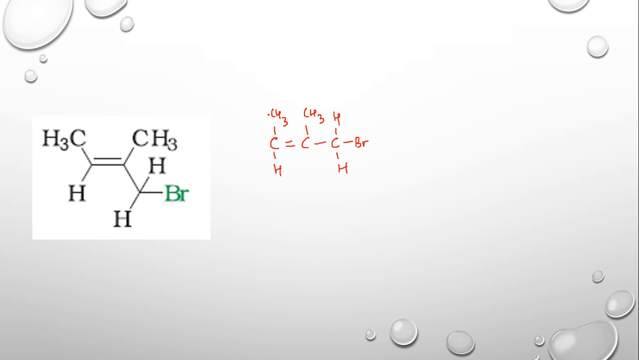Write the IUPAC name. So numbering, it is going to start from 1, 2, 3, and 4. So it is going to be 4-bromo, 3-methyl, but-2-ene. Write the next. Try the next example.